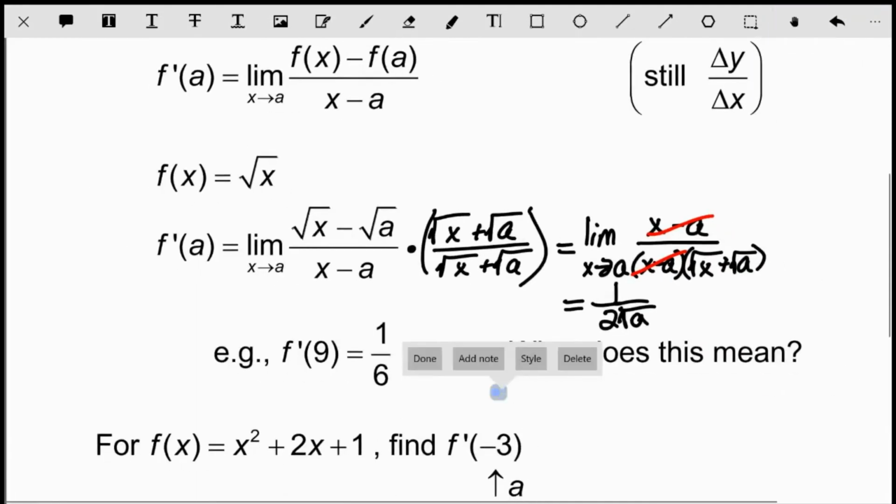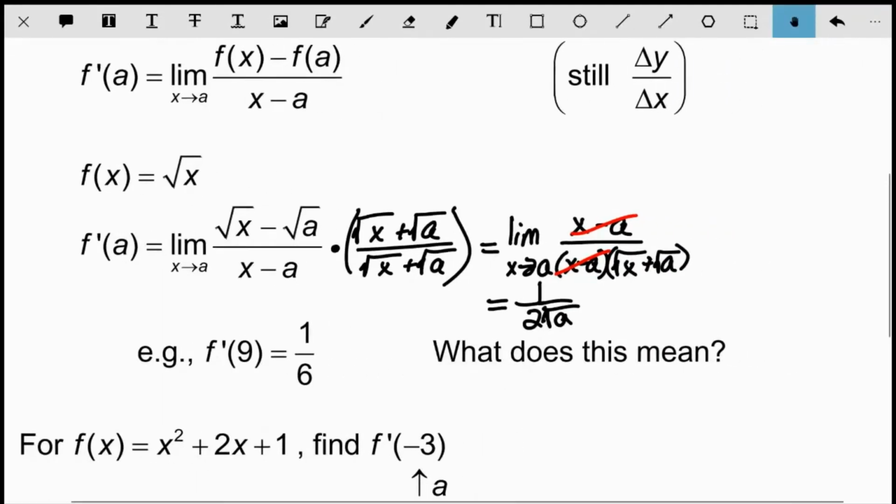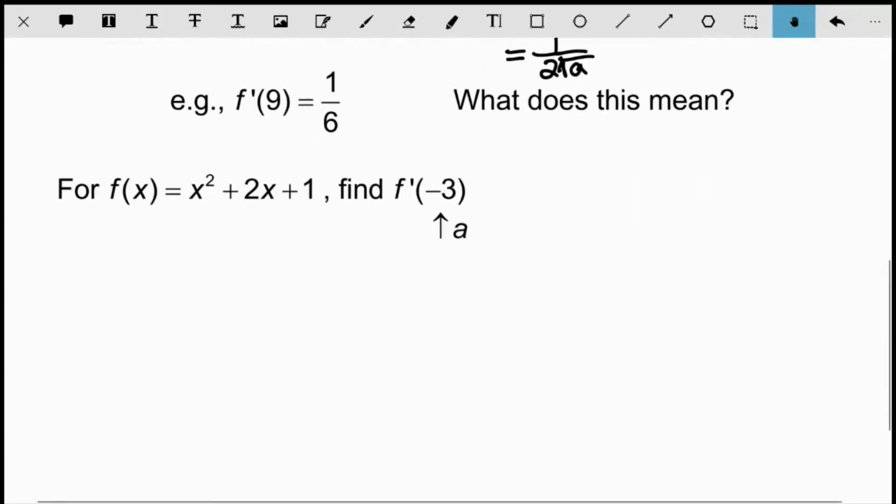Okay, so the question says, what does this mean? Well, what that means is the instantaneous rate of change of my function where x is equal to 9 is equal to 1/6. So that is the slope of the tangent line to my function at x equal to 9. Okay, so here's another example.